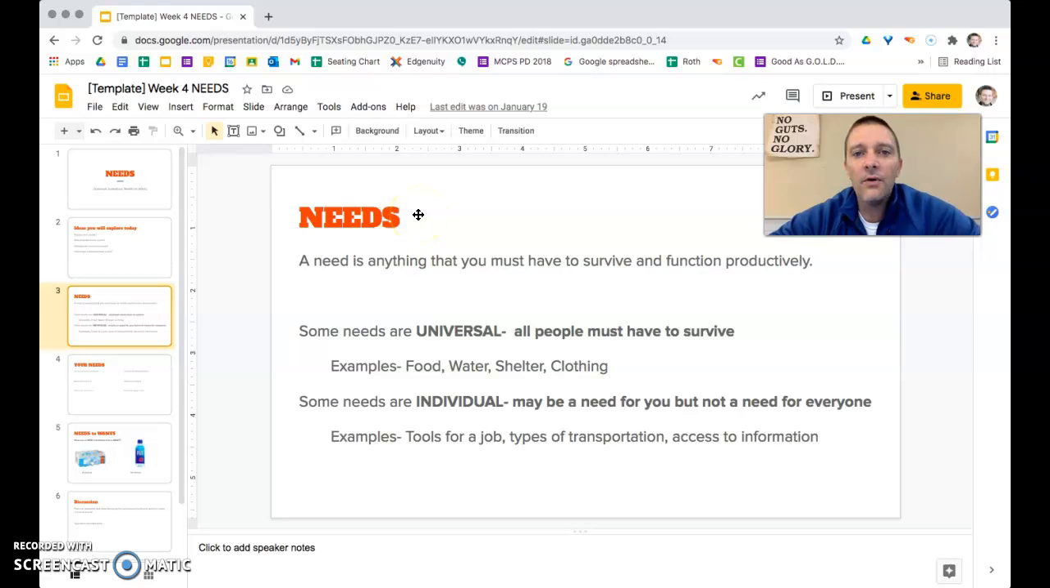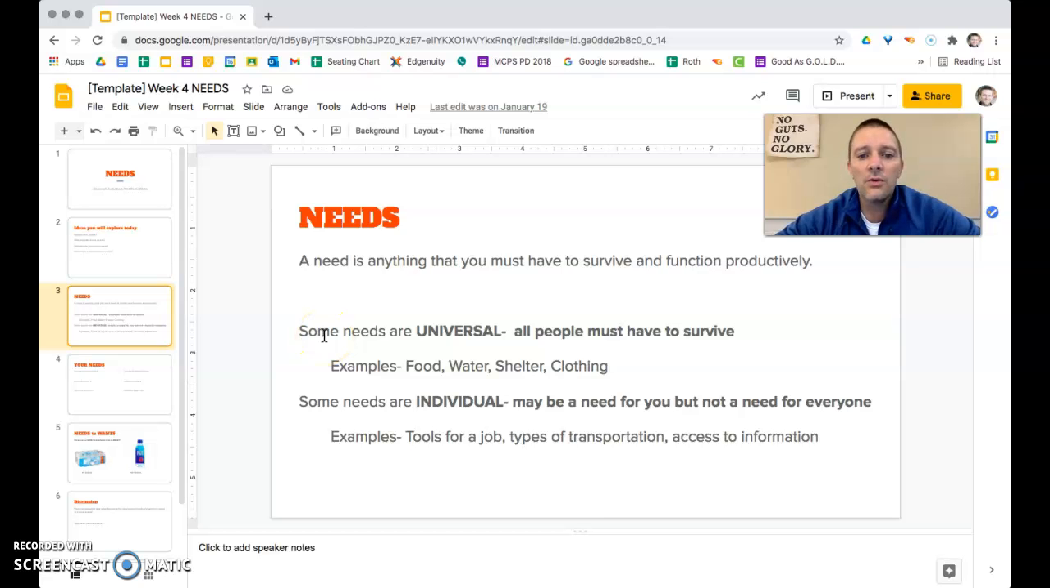So we have a basic understanding of what needs are already, I would assume. The slide says a need is anything that you must have to survive. And that's what most people understand as a need, the basic needs of food, water, and shelter. But also a need in our society is something we need to function productively as well. And that can make that category of needs a little bit broader.